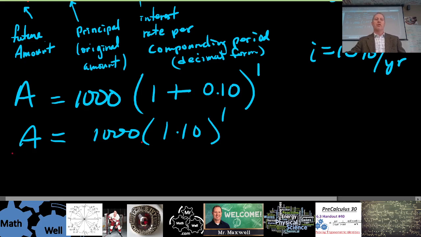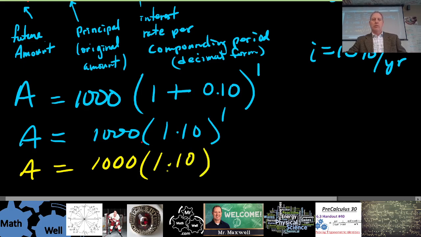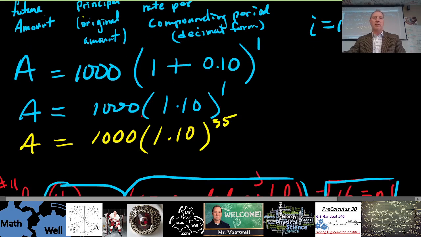Okay, so let's say we want to know what our future amount is. If you put in $1,000 when you're my age, what would that turn into? So that would be 1.1 or 1.10, compounding yearly for, what did we say? 35 years. All right, let's give this a test.